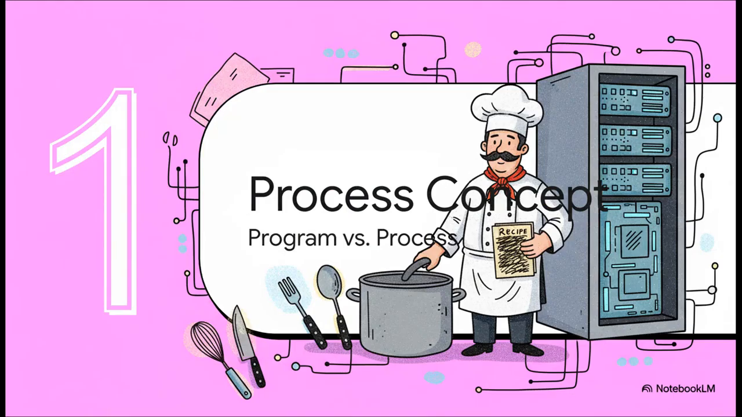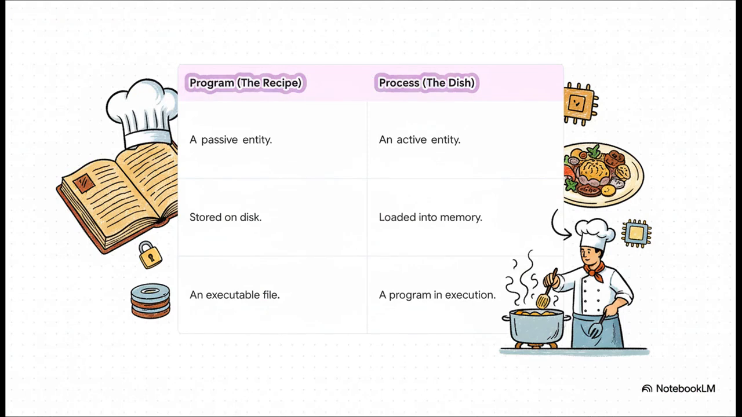So our first stop in this crazy kitchen is to get one thing straight: the difference between a recipe and the actual dish that's being cooked. This is like the most fundamental idea we need to grasp: the difference between a program and a process. This breaks it down perfectly. A program, think Spotify or Chrome, is just a passive set of instructions sitting there on your hard drive. It's basically a recipe book on a shelf, not doing anything.